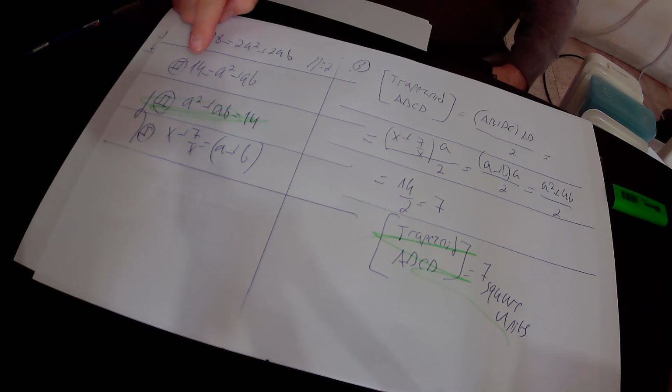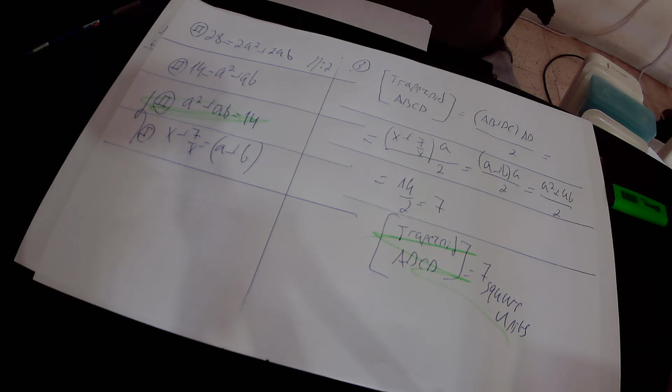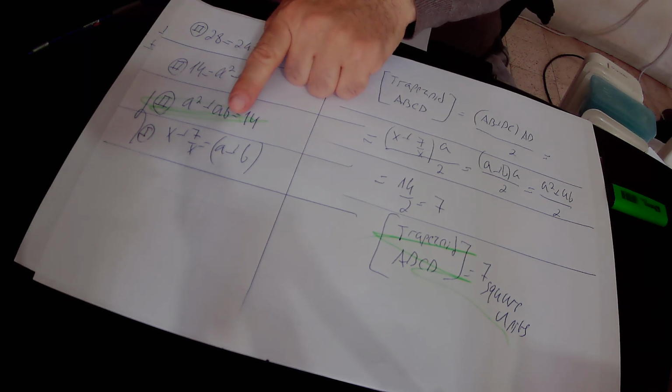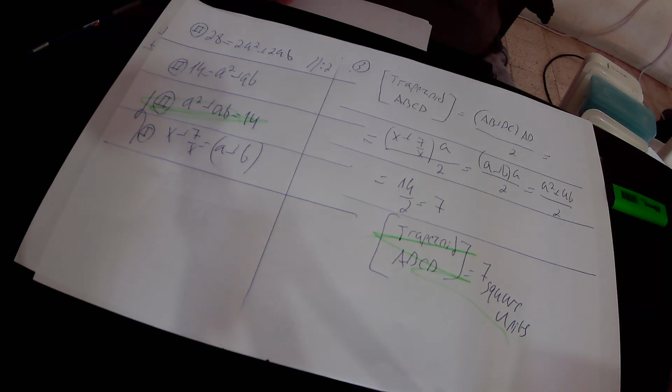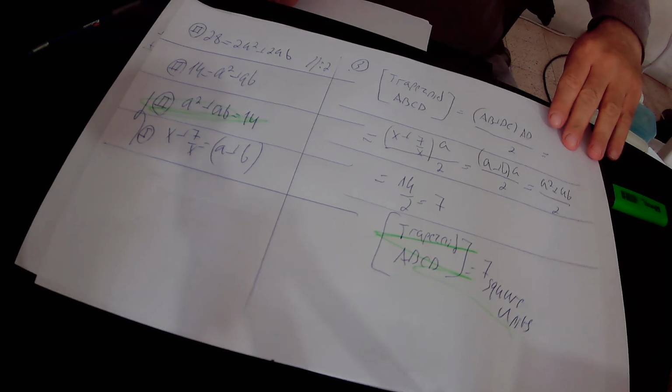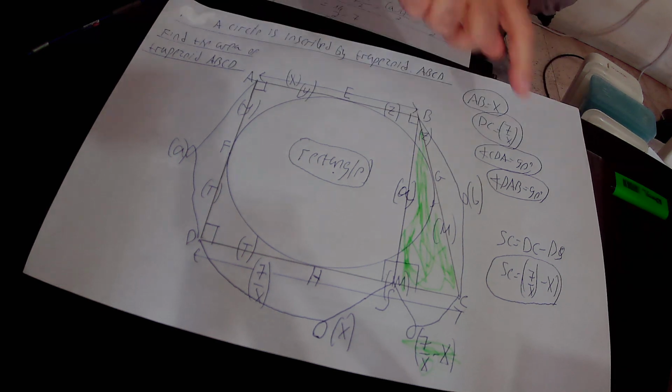This is according to equation 2, while according to equation 1, we have only found out that x plus 7 over x equals a plus b. So we have here two equations. So what is the area of this trapezoid ABCD?